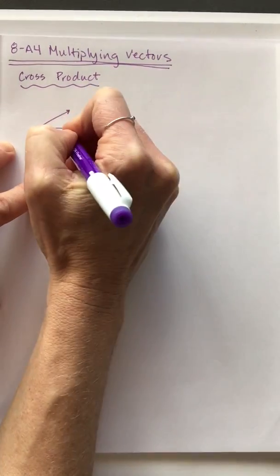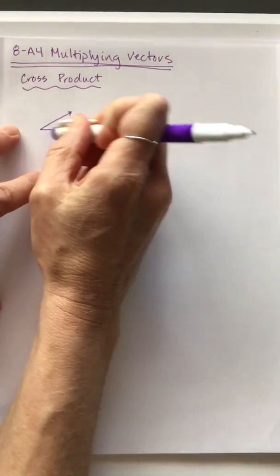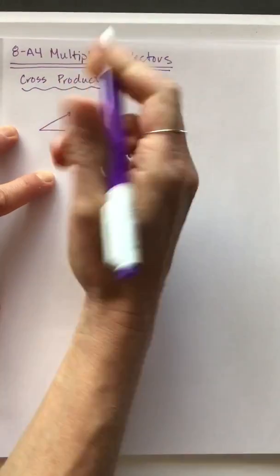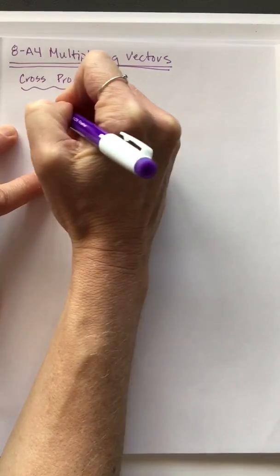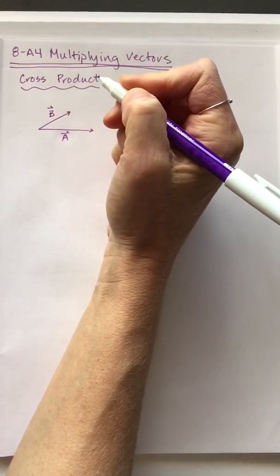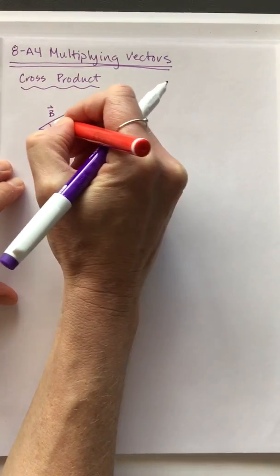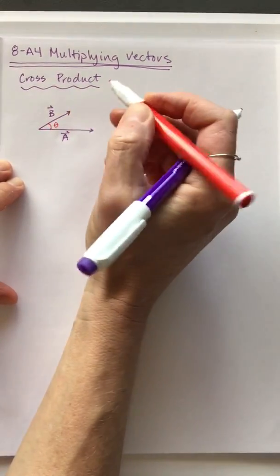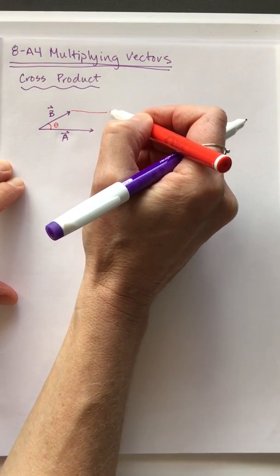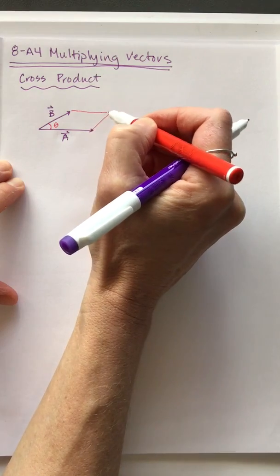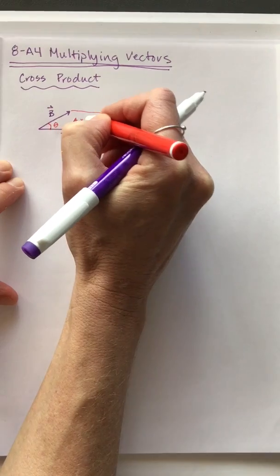Let's say we've got two vectors, capital A and B. And we cross those, this is the angle between them. It represents this area in between, this area A times B.